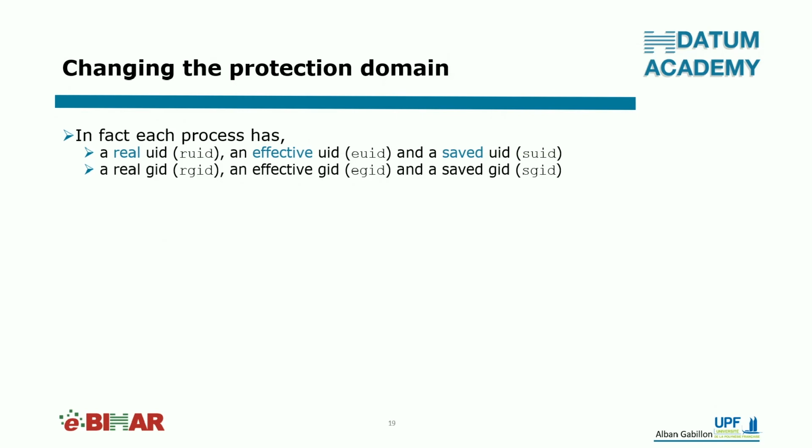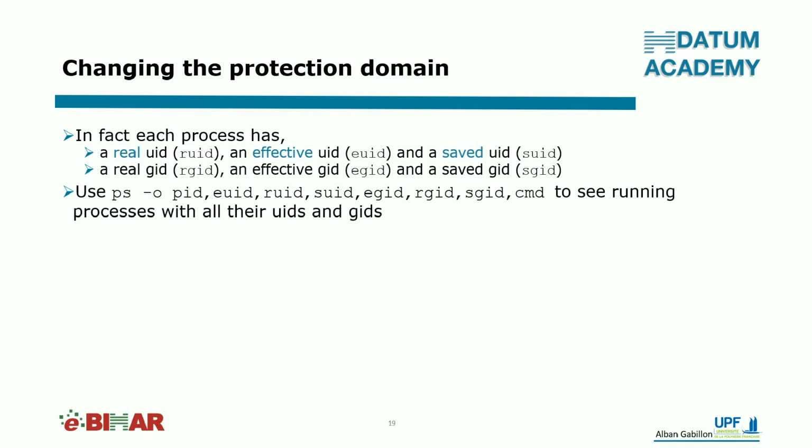So in fact, a process has more than the effective UID and the effective GID. A process has also a real UID, a saved UID, a real GID, and a saved GID. So what are all these IDs? Why all these IDs? I will come to this in the next slide. But before that, let me just tell you that if you need to see all the IDs associated with a process, you can type the following command.